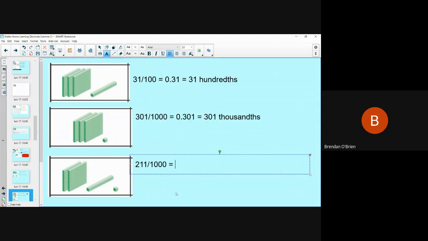How do we write that as a decimal? Well, again, if I wanted to make my whole one, I could not do it with the amount of pieces I have got. I have not got enough. So 0.211. Write that here as 211 thousandths.